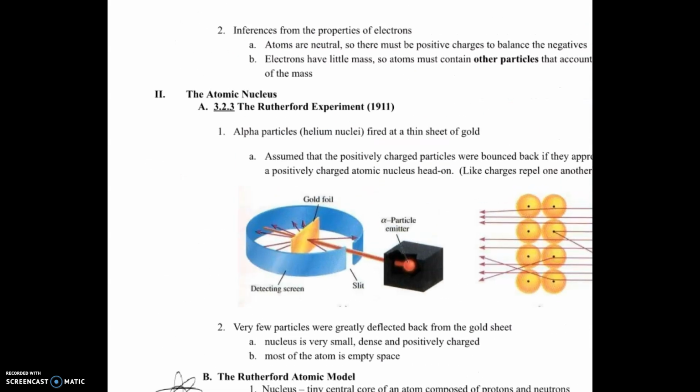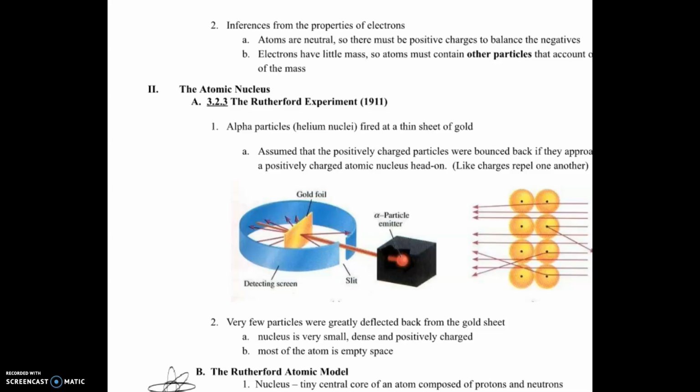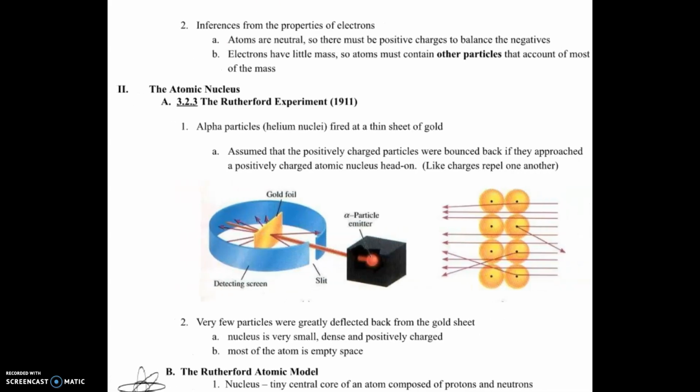Okay, so now let's talk about the inferences from the properties of electrons. What we came up with is that atoms are neutral, so there must be a positive charge to balance out the negatives. We don't know what that is yet, but we know something must exist. And electrons have very little mass, but atoms themselves do have a lot of mass, so there must be something else making up that part of the atom.